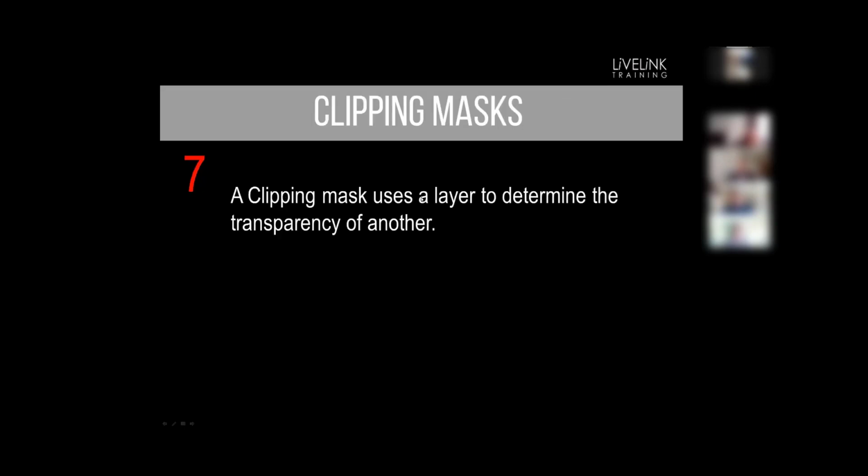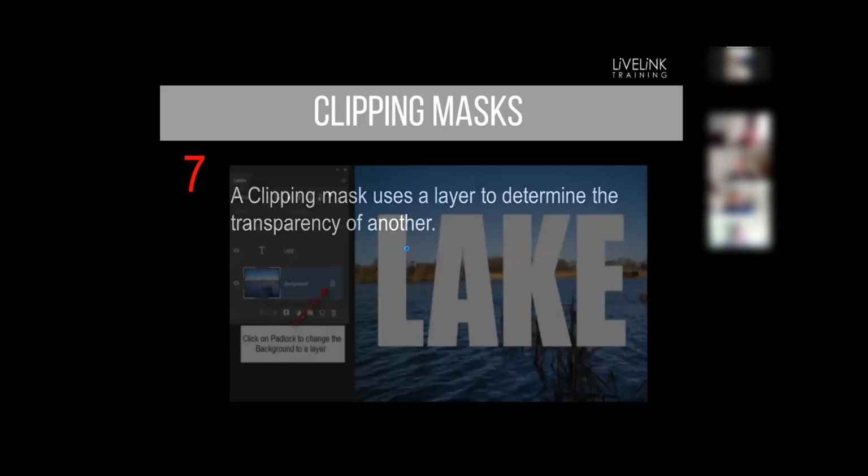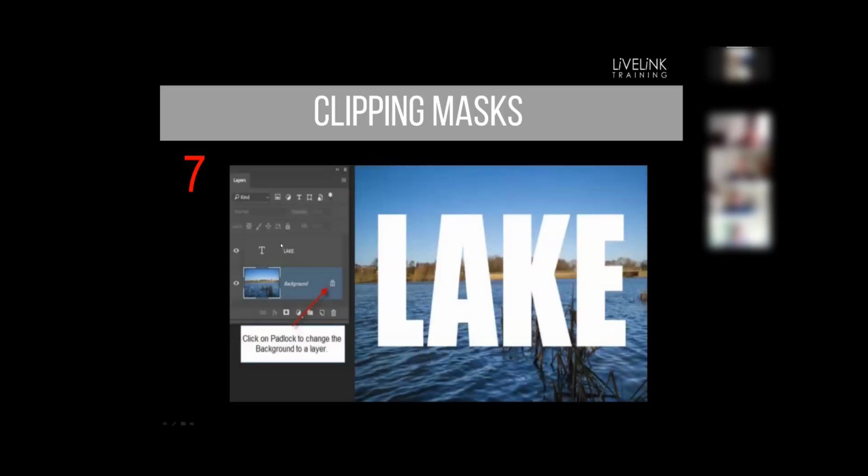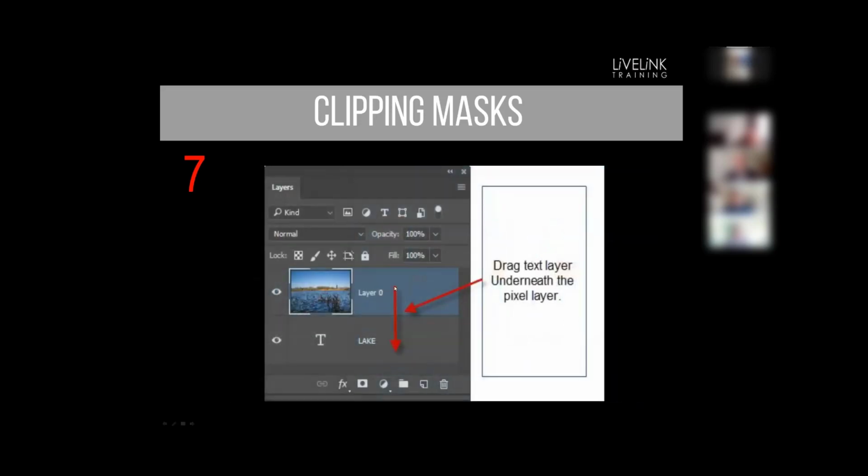Now, a clipping mask, this uses a layer to determine the transparency of another layer. So I say here, I've got a text layer above my background layer, and I've got a padlock on. Now I need to get rid of that padlock because this layer needs to go underneath. The text layer wants to go underneath the background. So once I've got rid of that padlock, I can drag this layer underneath. So now I've got my text layer underneath my layer, note. Now I can't see anything because it's underneath.